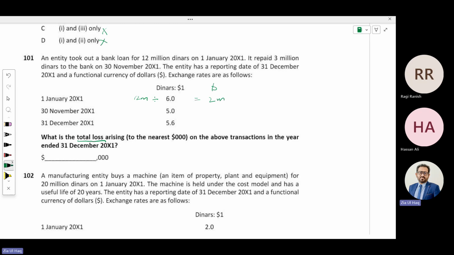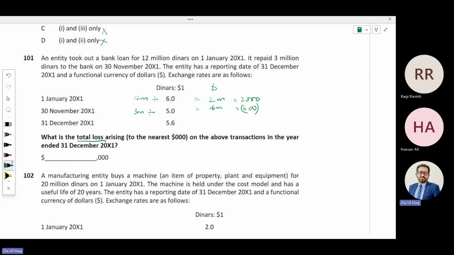It repaid 3 million dinar to the bank on 30th November 20X1. They paid 3 million on 30th November, which at a rate of 5 is 0.6 million dollars. We can say this is 2,000 and this is 600 they have paid. The entity has a reporting date of 31st December 20X1 and a functional currency of dollar. Exchange rates are given below.